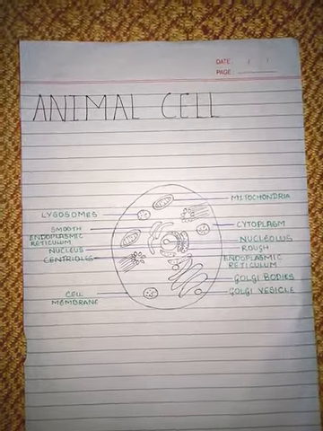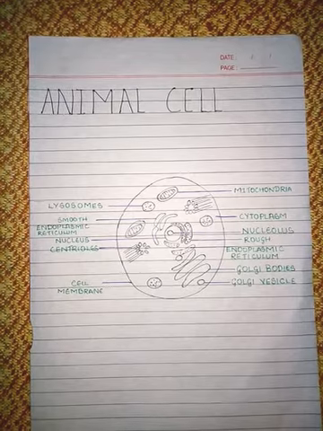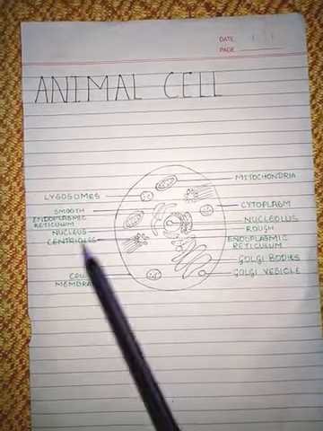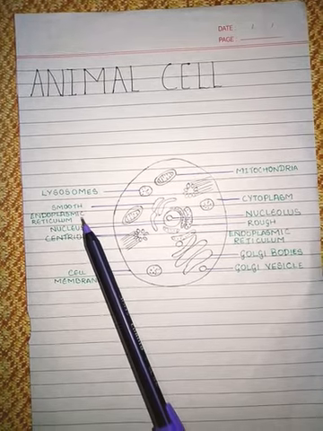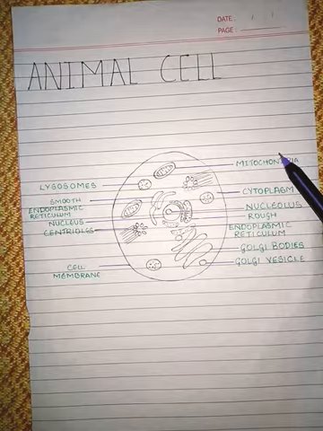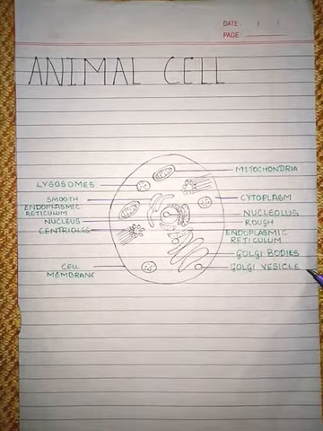Hello everyone, today I will be differentiating between the animal cell and the plant cell. So this is the diagram of the animal cell. In the animal cell, the cell organelles are lysosomes, smooth endoplasmic reticulum, nucleus, centrioles, mitochondria, rough endoplasmic reticulum, Golgi bodies and Golgi vesicle.